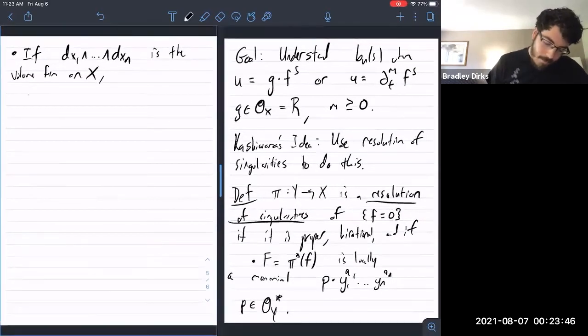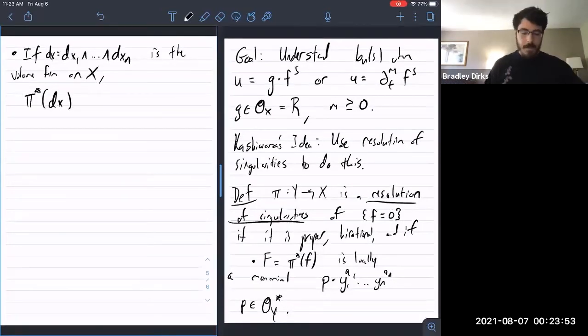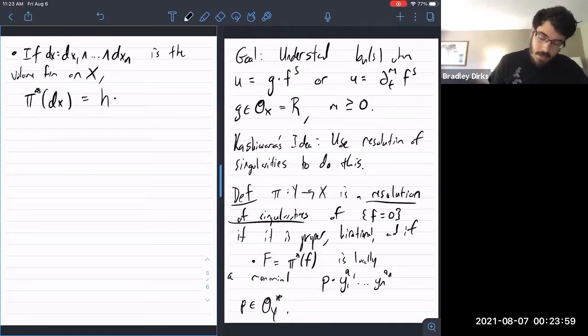We can pull that back. So I'll just call that dx. You can pull back differential forms. It commutes with the d and the wedge. So you're really just pulling back each of these xi's. We can write that as h times locally these dy's.